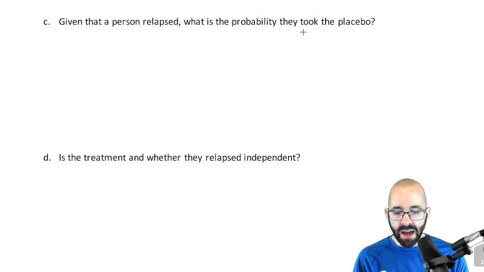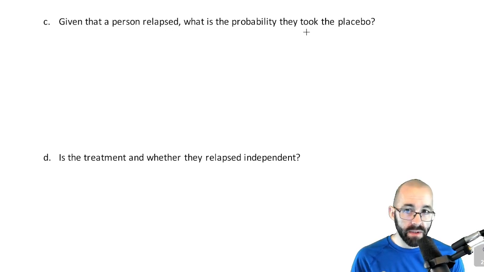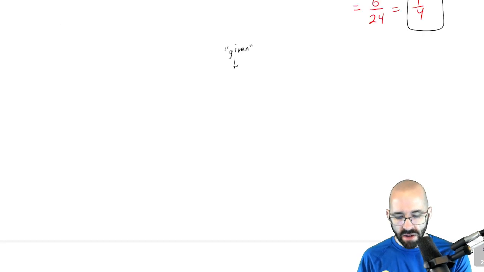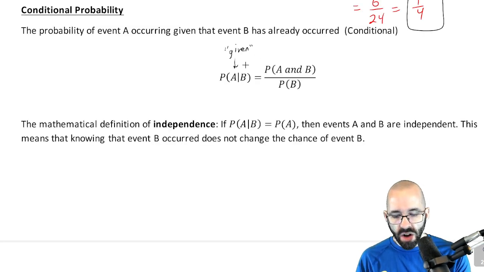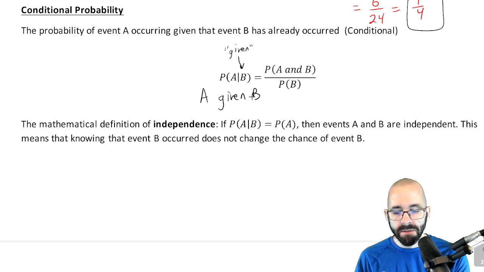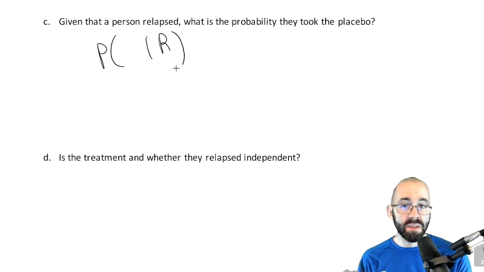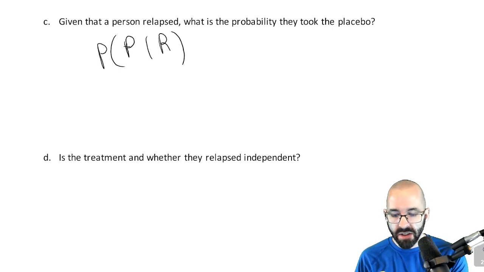So given that a person relapsed, what's the probability they took the placebo? Another conditional probability one. But be very careful because this sentence is kind of phrased backwards. The given is always the B part. It's a little unclear to see, but the given is always the second half. It's A given B. So here, the given is the relapsed part. Given that a person relapsed, what's the probability they took the placebo?